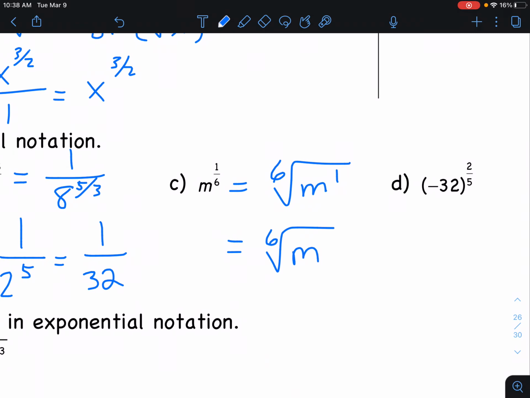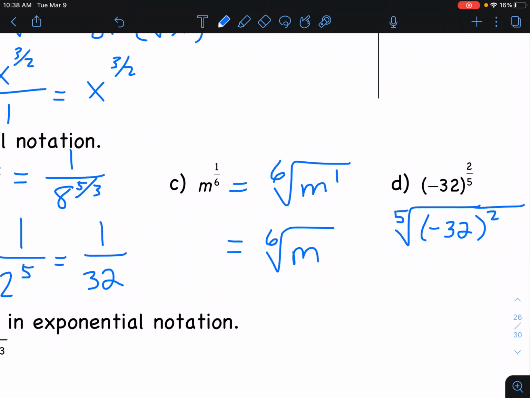Letter D, please don't do the reciprocal. It's not the same as B. The exponent is not negative, it's positive, so do not do a fraction here. Let's convert it over. It'll be the 5th root of negative 32 to the power of 2.